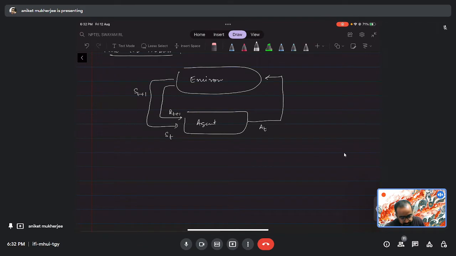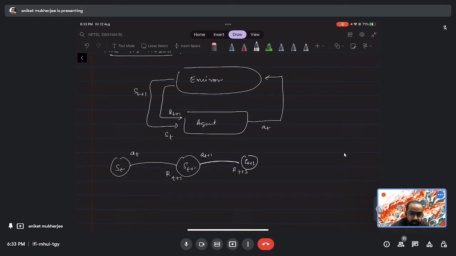So what you see is St. The agent takes action At. And yeah, you get a reward Rt plus 1, and then you go to state St plus 1. So this continues. Now the agent takes At plus 1, the agent gets reward Rt plus 2 and gets to state St plus 2. Okay, so now could any of you say where the randomness lies in this problem?